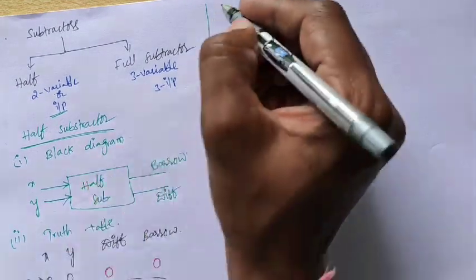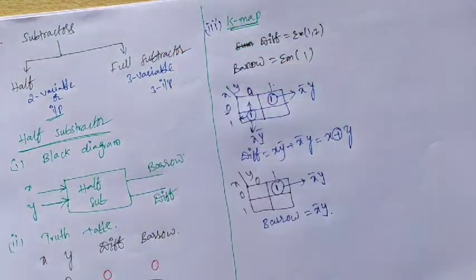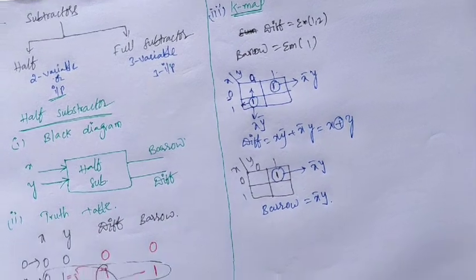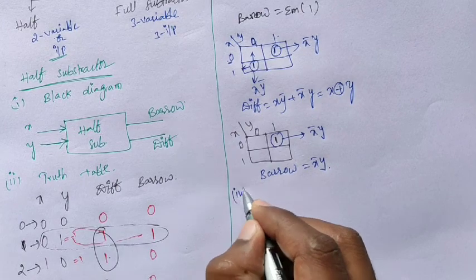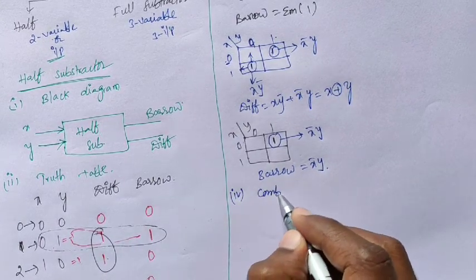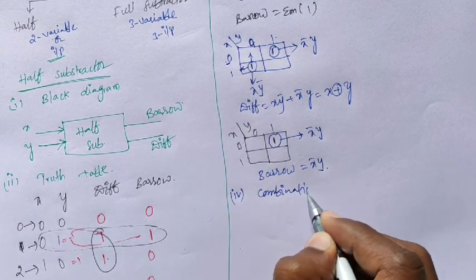Okay, so this is the second one, this is the third step. The next and final step, the fourth step, is the combinational logic circuit. So the last step, combinational logic circuit.